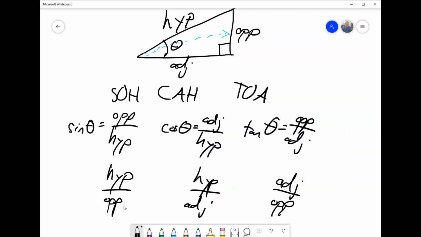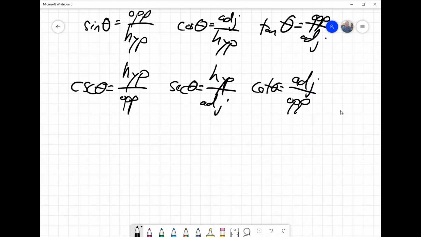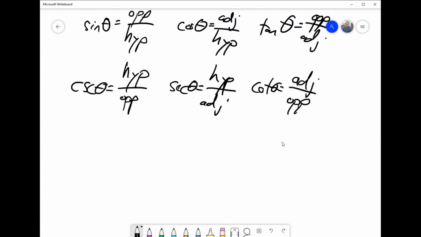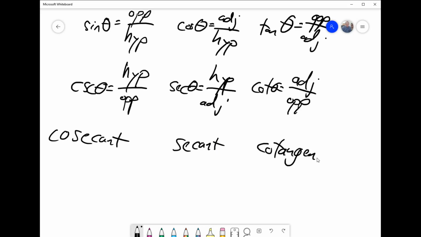Now these are all defined. That is the cosecant, the secant, and the cotangent. So this, in a nutshell, will be what we're dealing with. So again, the cosecant, the secant, and the cotangent.